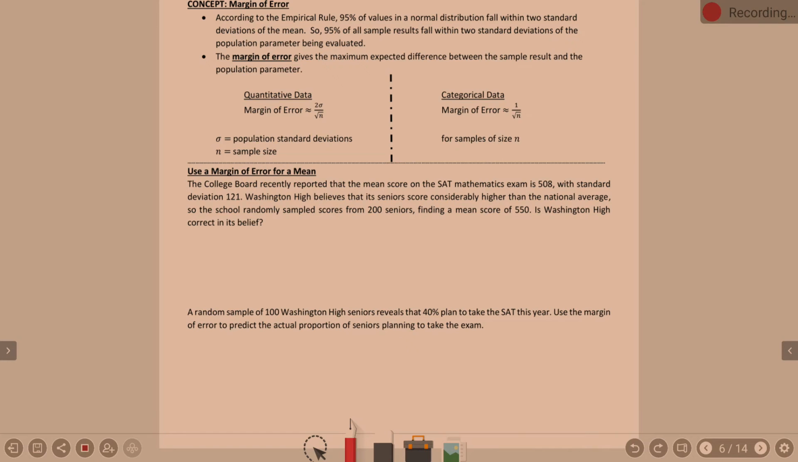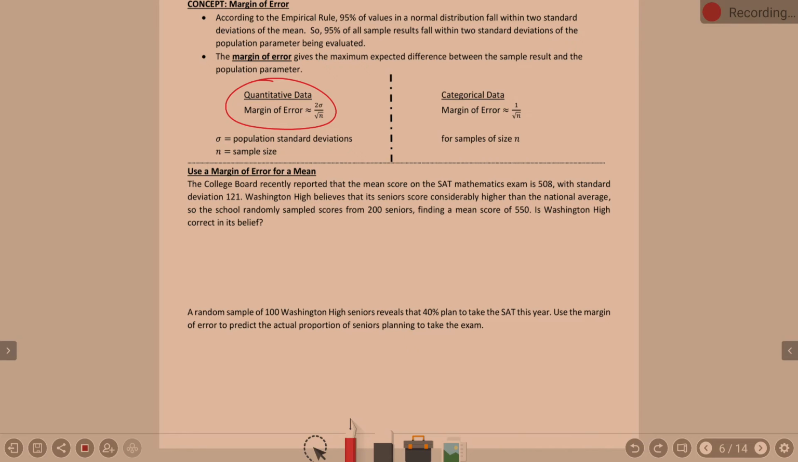The margin of error gives the maximum expected difference between the sample result and the population parameter. So the mean, or whatever that center point is. So the margin of error is, okay, how far below and how far above is a reasonable range. We have 2 different formulas to use here, depending on the situation. Quantitative data: you have a list of values or something, you're given a mean, looking at what is that acceptable range. That's going to be your quantitative data. The margin of error there is 2 sigma divided by the square root of n.